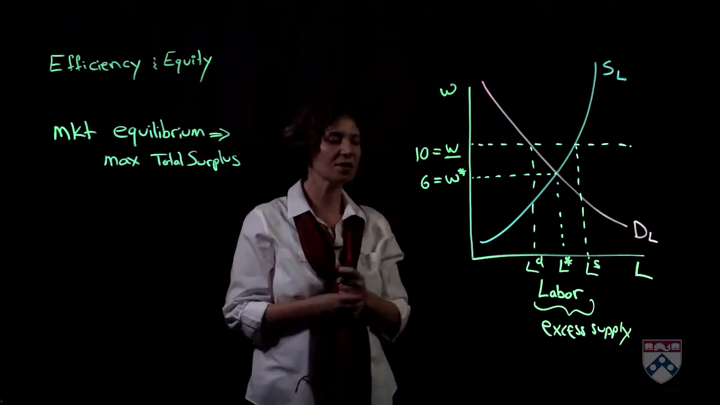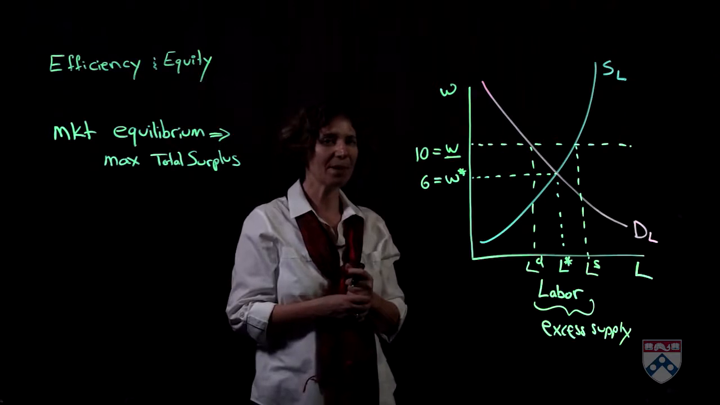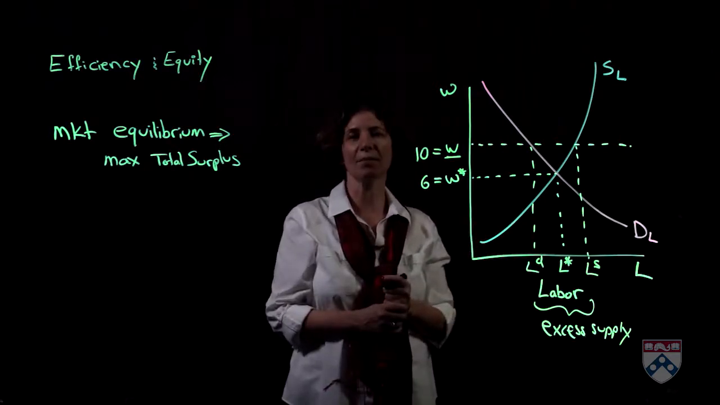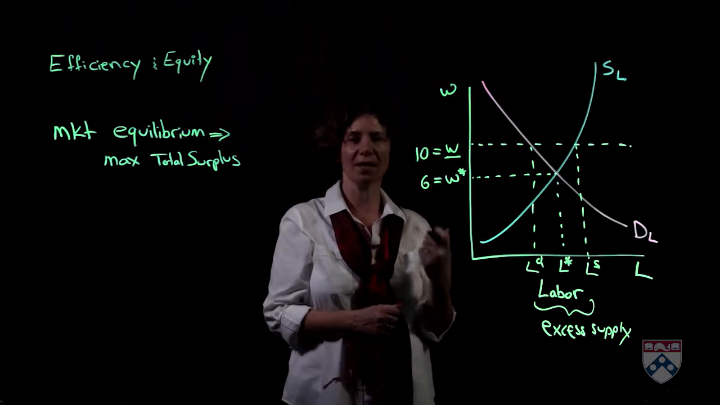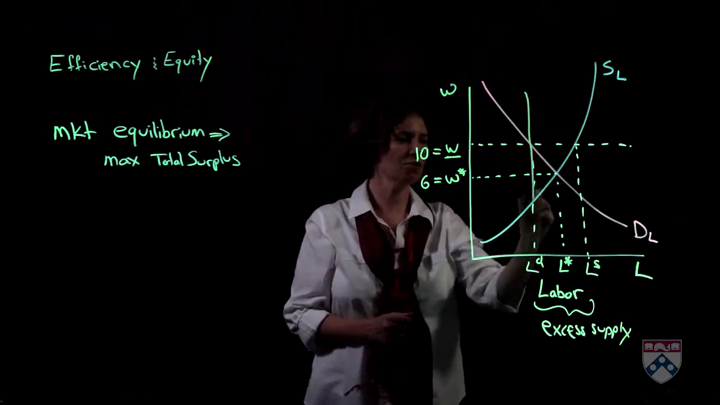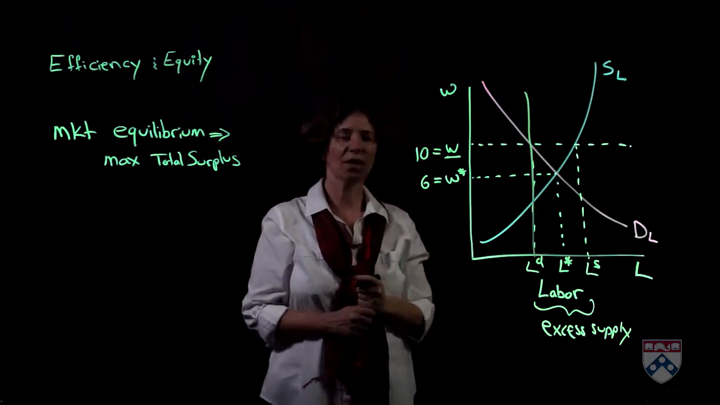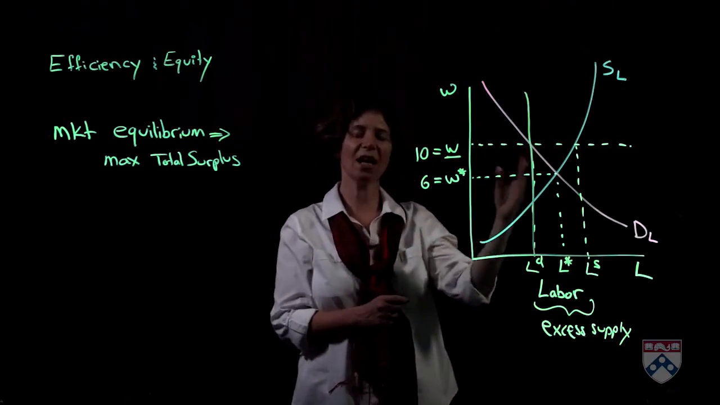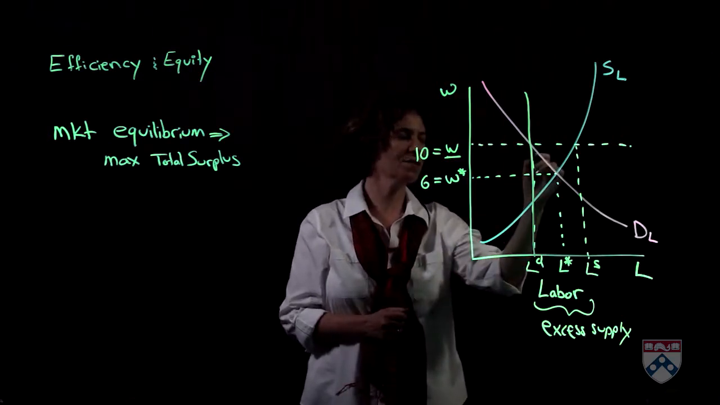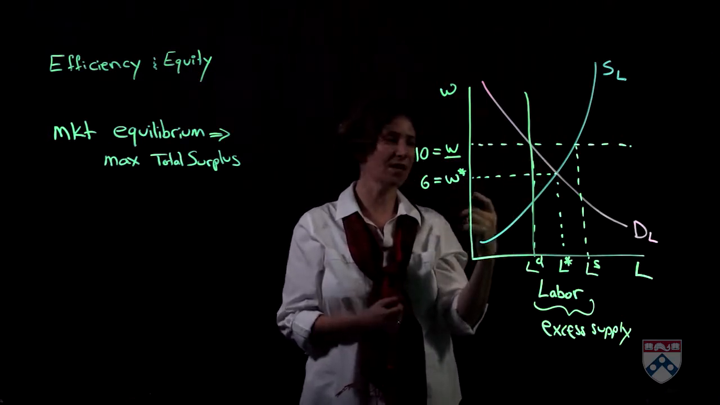In terms of total surplus, again, remember that the amount that's exchanged in the market is always the minimum of the quantity supplied and the quantity demanded, and the minimum of the two is right here. And lo and behold, we have a situation where we've cut off a little bit of the pie. Once again, we have some surplus that is not generated.